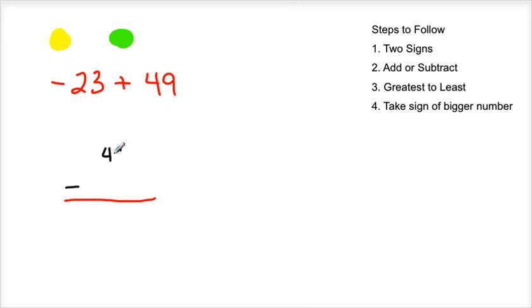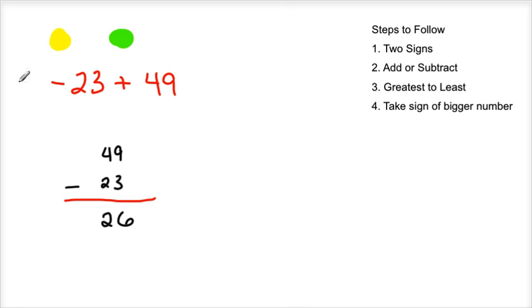So 49 is bigger than 23. So now let's subtract 49 minus 23. So 9 minus 3, we got 6. 4 minus 2, we got 2. So my answer is 26. Now the last question becomes, is it a positive 26 or is it a negative 26?